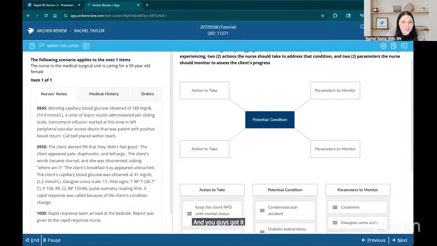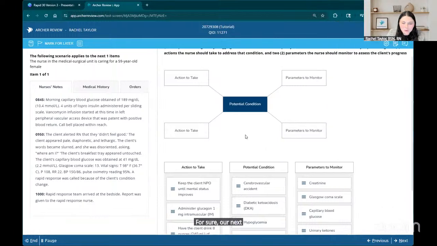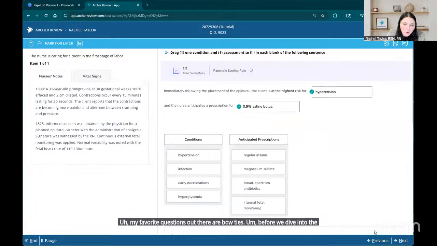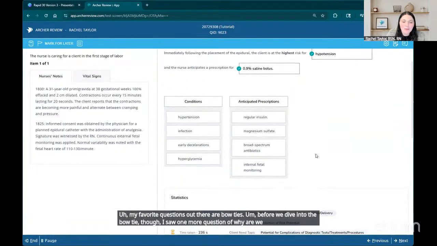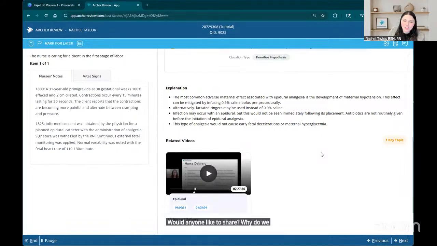All right, we're getting the variety today. For sure. Our next one is a bow tie. And I'm going to be honest, I love bow ties. My favorite questions out there are bow ties. Before we dive into the bow tie, though, I saw one more question of why are we concerned about hypotension? Would anyone like to share why do we see hypotension? Why might we see this right after we've placed?